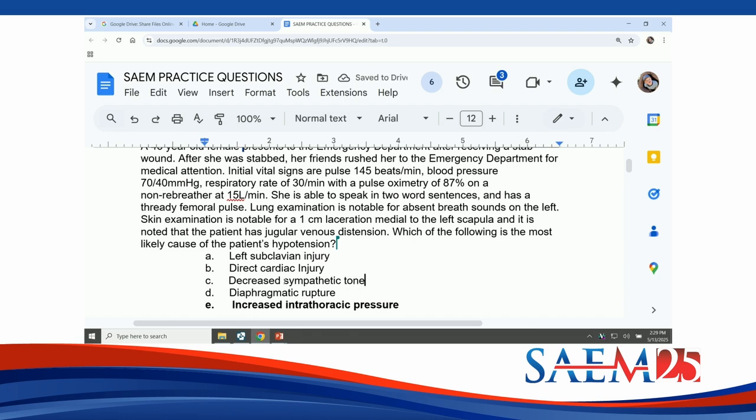All right, so now she got stabbed in the back. Spinal cord is maybe a potential. Maybe a great vessel, maybe the heart, maybe the diaphragm.